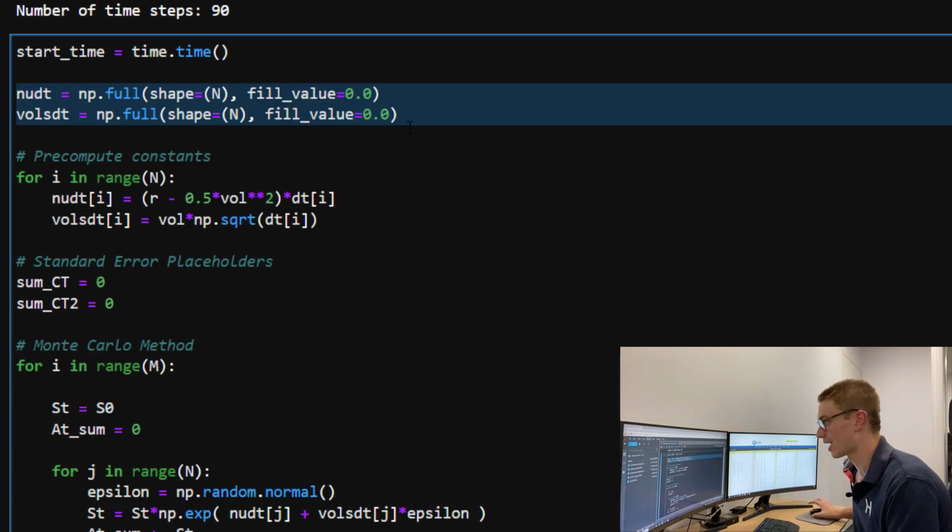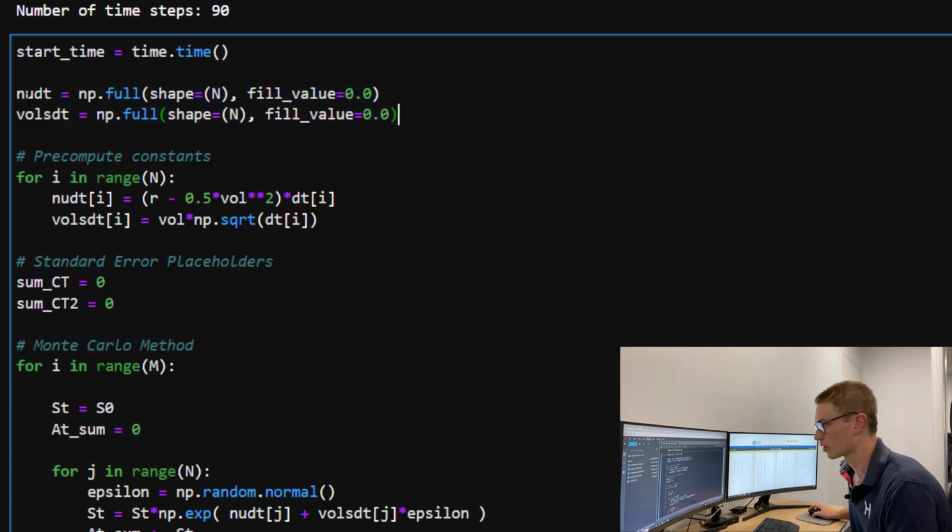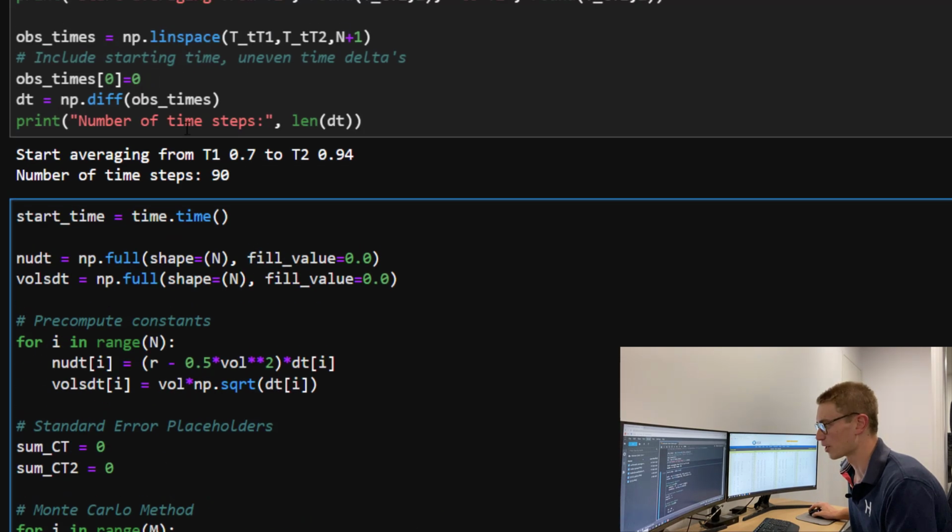So here we're going to have 2 empty NumPy arrays, full of zeros, where we've got our new dt, so our drift term, and then our volatility squared with time. So here we're going to pre-compute the constants. So over this time period, we're going to calculate our respective constants.